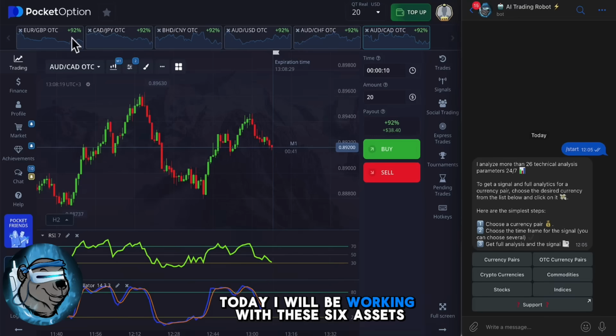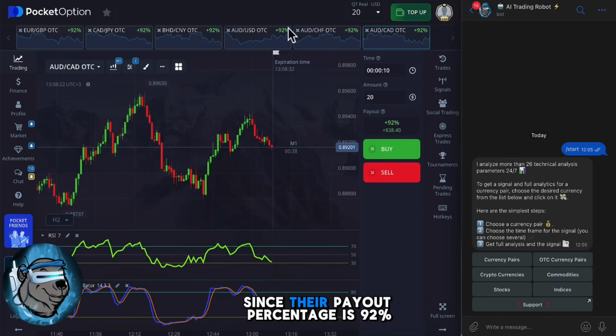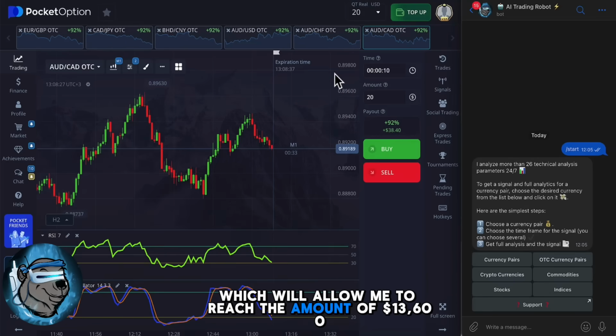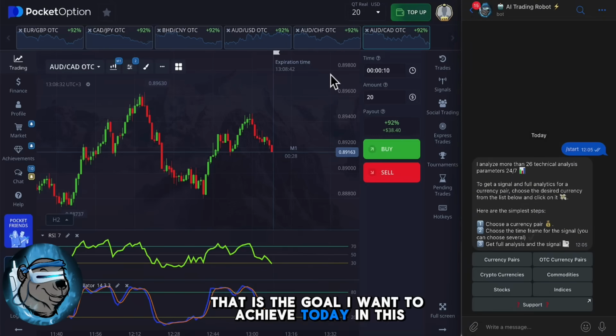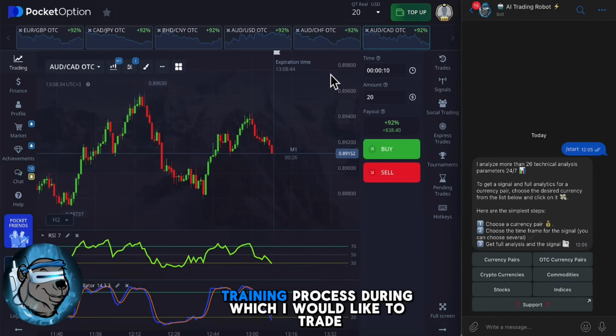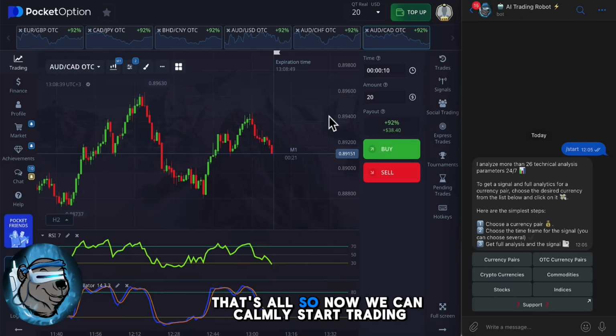Today, I will be working with these 6 assets, since their payout percentage is 92%, which will allow me to reach the amount of $13,600. That is the goal I want to achieve today in this, so to speak, training process during which I would like to trade. That's all. So now we can calmly start trading.